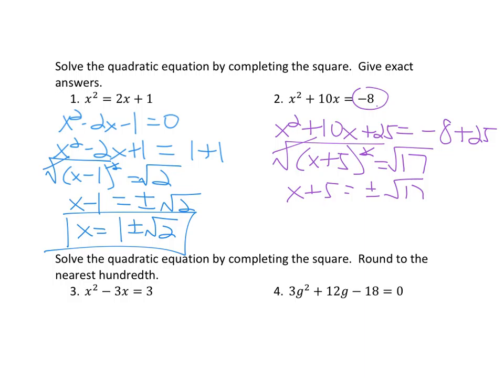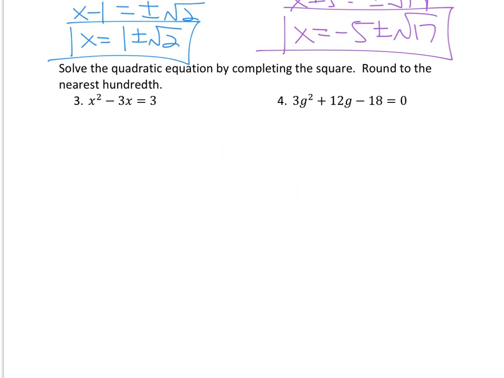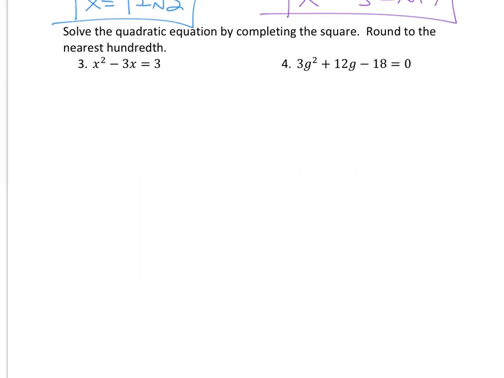Don't forget the plus or minus happens every time you square root something in an equation. Subtract that 5 over, and we get x equals negative 5 plus or minus the square root of 17. Bam! That's how it's done. That 17 doesn't reduce, so you just leave it the way it is. Okay, 2 more examples of this.